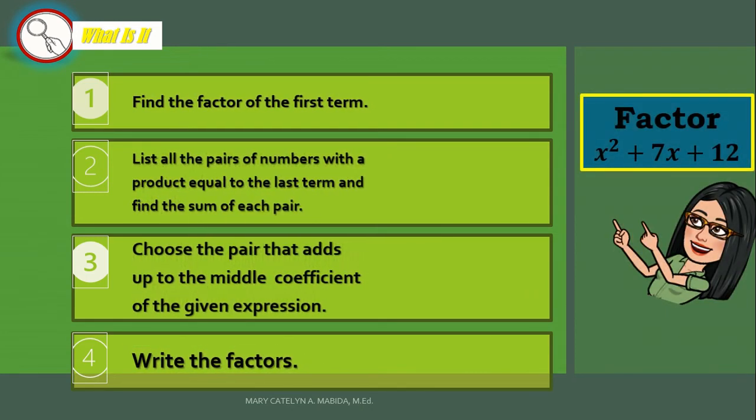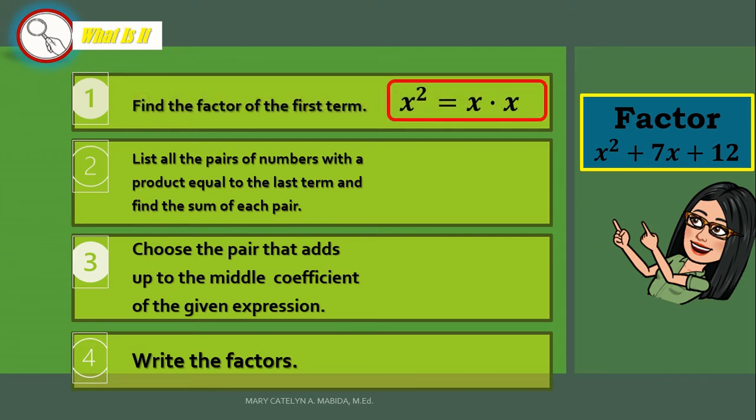Let's have our first example. X squared plus 7x plus 12. Step number 1. Factor the first term. Our first term is x squared. And so, we find the factors or the prime factors of x squared. It's x times x.